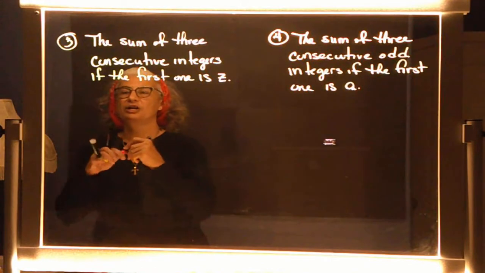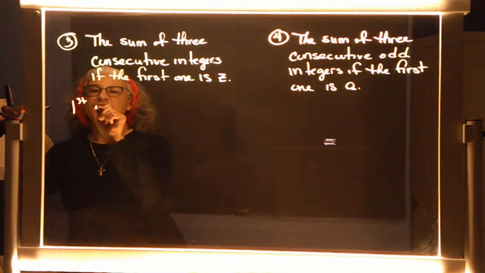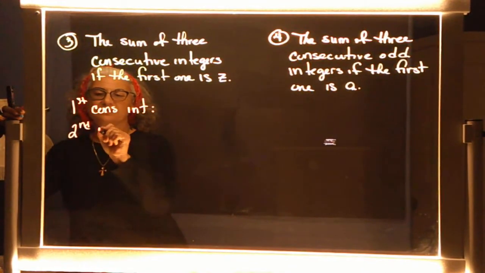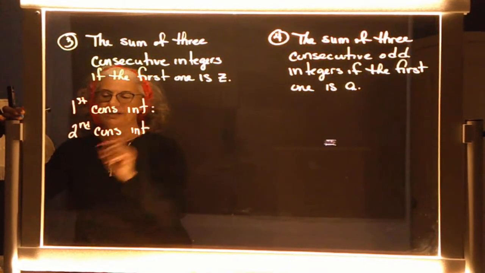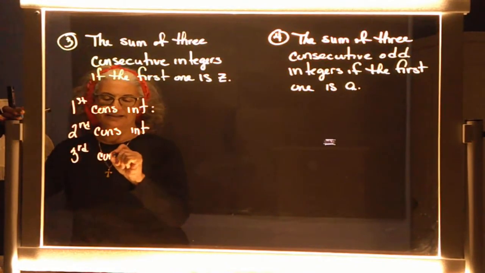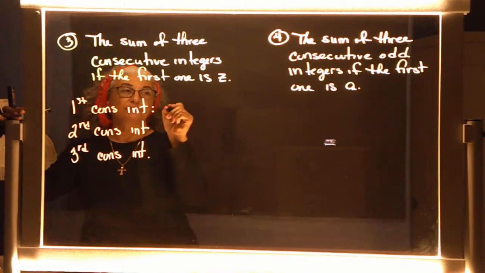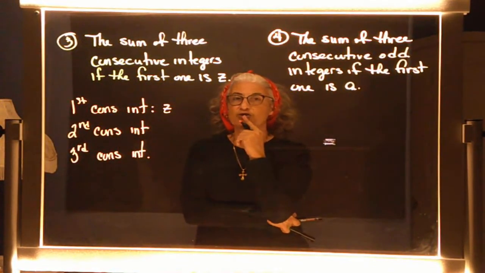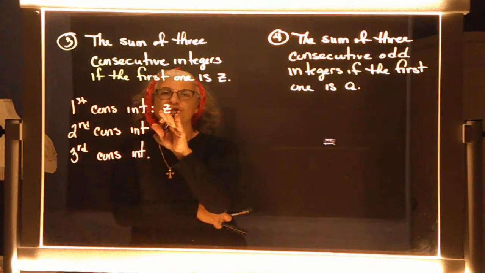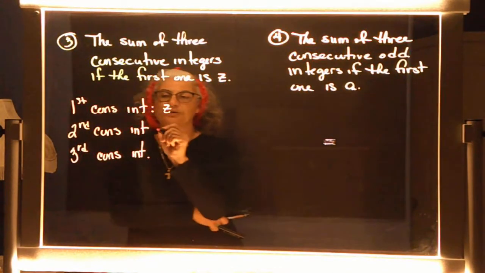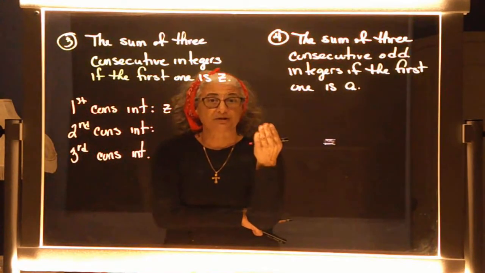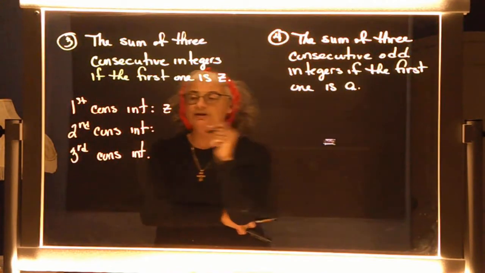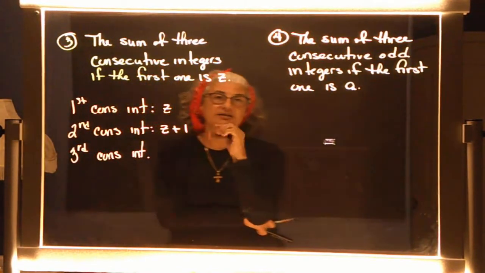Let's talk here. So, the first consecutive integer, the second consecutive integer, and then the third consecutive integer. I know the first one is z. That's what they told me, correct? Okay, so how do I get from the first integer to the next one, the consecutive one? Good, we add 1. Just like to get from 3 to 4, you add 1. To get from 19 to 20, you add 1. So it's z plus 1, isn't it?